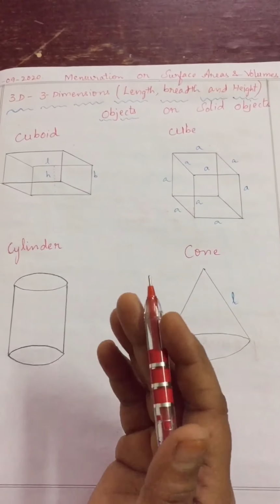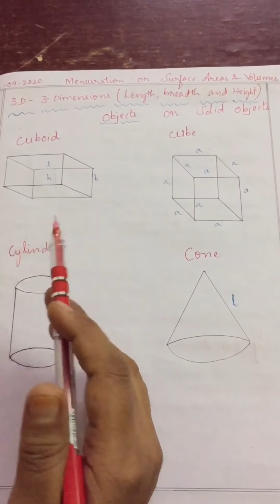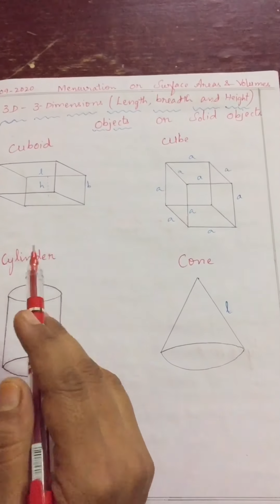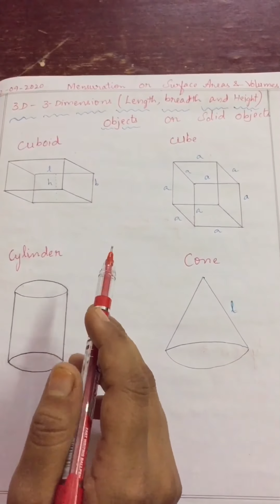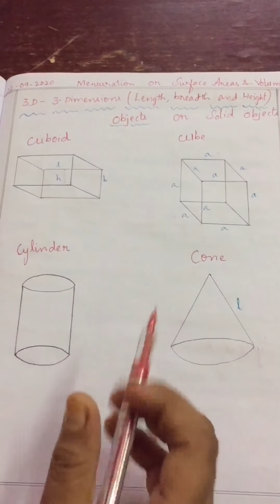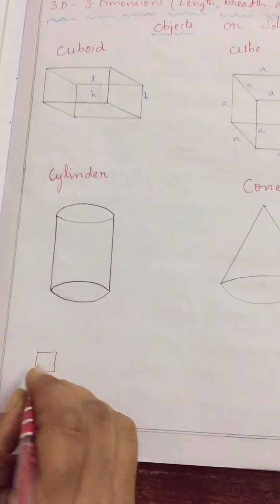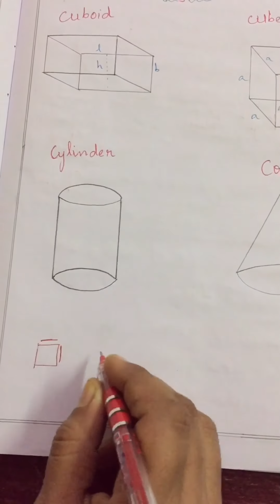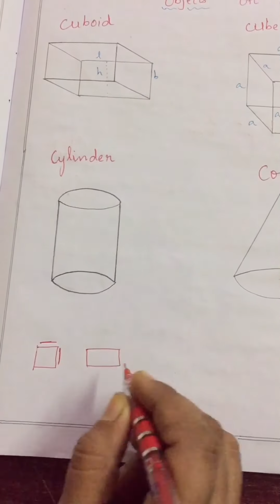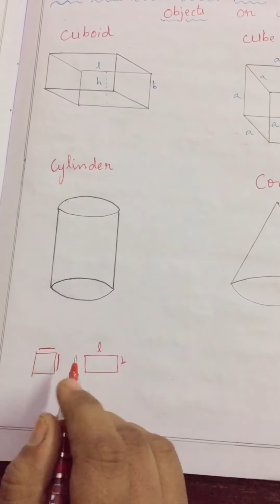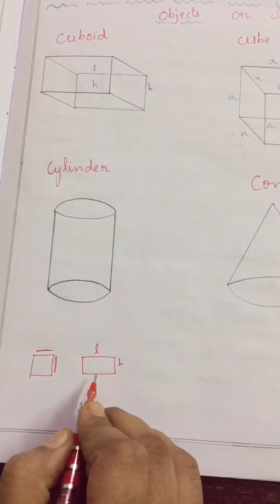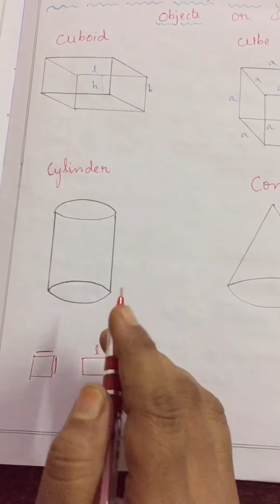These are called geometrical shapes. Square, rectangle, triangle, circle will come under 2D objects. 2D means two dimensions. Two-dimensional objects are nothing but those which have length and breadth. Like see, this is a square, it has one length and one breadth. Similarly, a rectangle has breadth and length. That will come under two-dimensional objects, 2D objects.